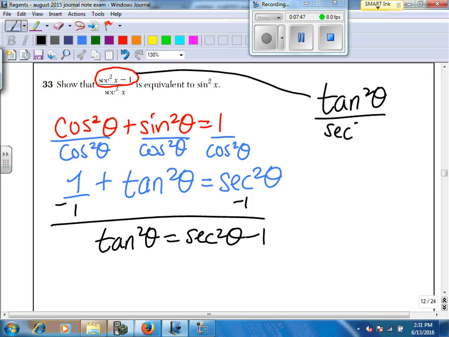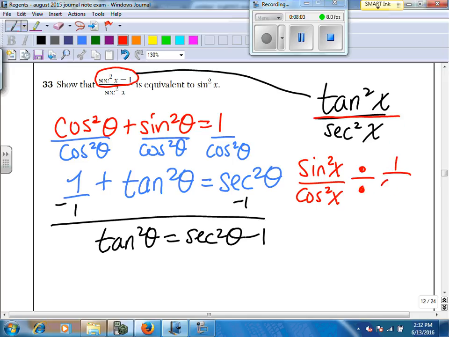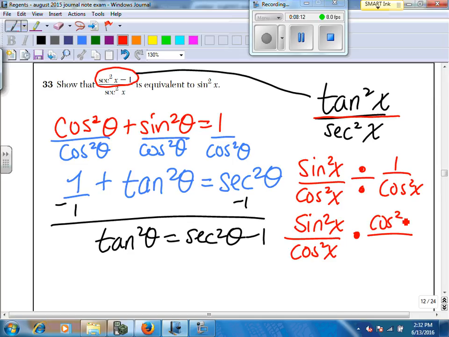But now we still have, oops, I'm using theta instead of x. Same thing, but now we still have to simplify that. Tangent squared is sine squared over cosine squared divided by secant squared, which is 1 over cosine squared. Let's keep, change, flip, and we can cancel our cosine squareds. Our answer is sine squared.